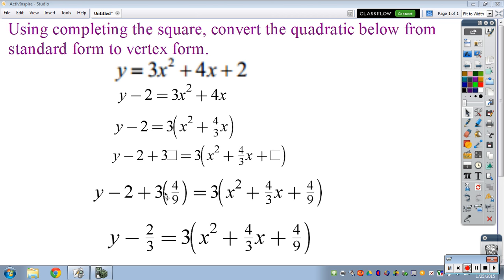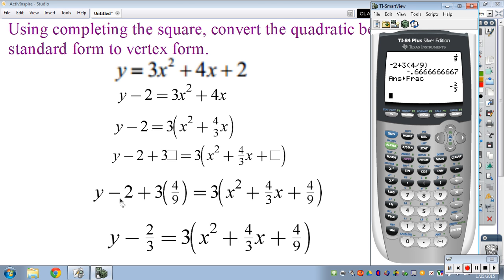And if you're unsure how to combine those constants in your head or using scratch work on your paper, your calculator will do it for you. So what I did was, this is negative 2 plus 3 times 4/9, so that's what I put in my calculator, negative 2 plus 3 times 4/9, exactly how it appears on my paper. And of course I got a decimal, so all I did was go to math, hit enter twice, and it gave me the converted fraction.